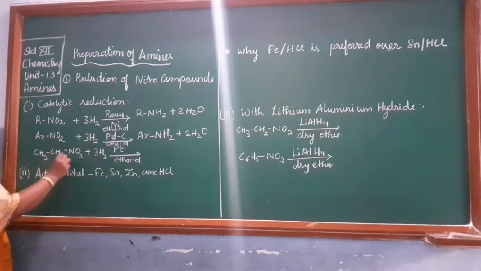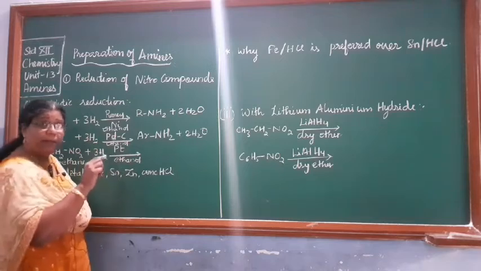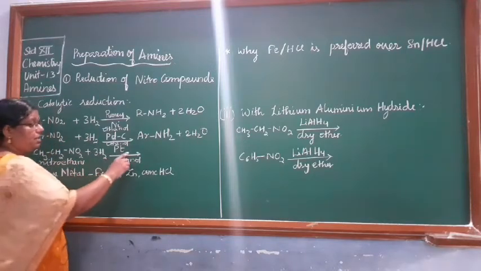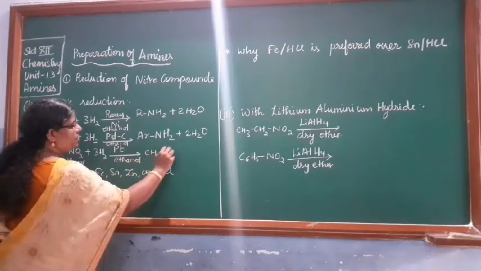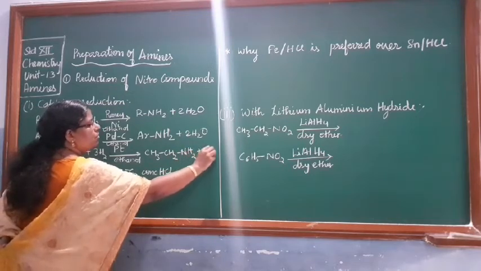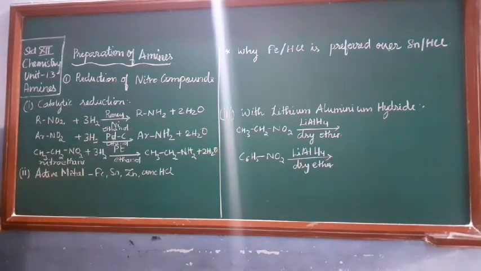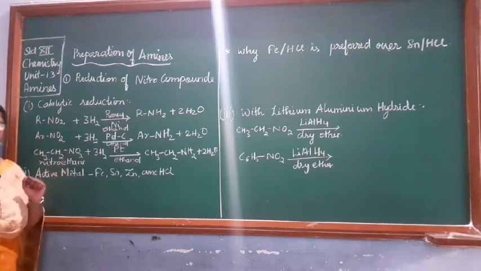So you can take one example. This is nitroethane. Reduce it with H2 in presence of platinum. Platinum is another metal which can be used as a catalyst. In the presence of ethanol, we will get CH3CH2NH2 plus 2H2O. So that is how you get different reactions showing the catalytic reduction of the nitro compounds.